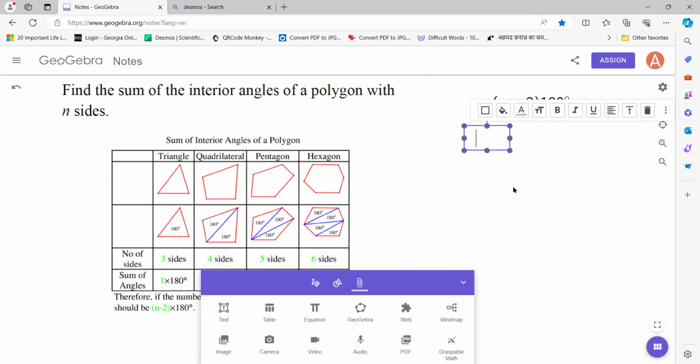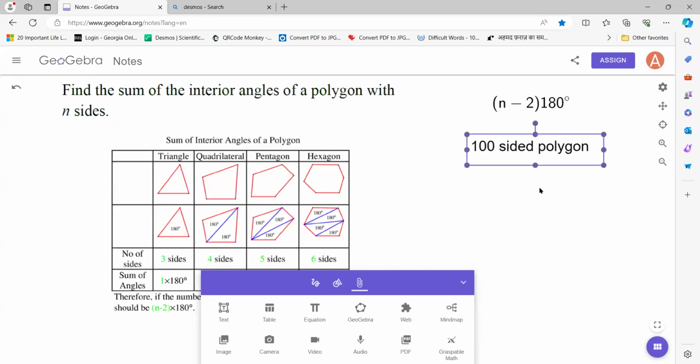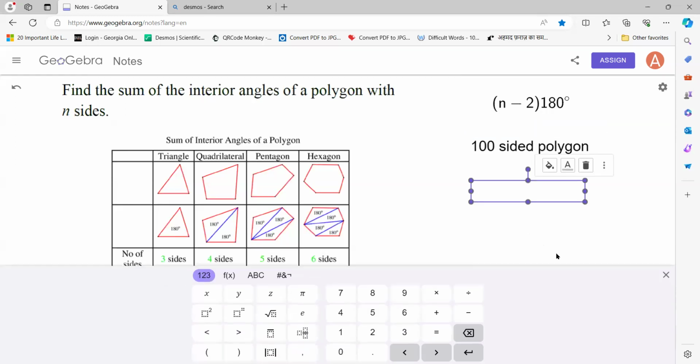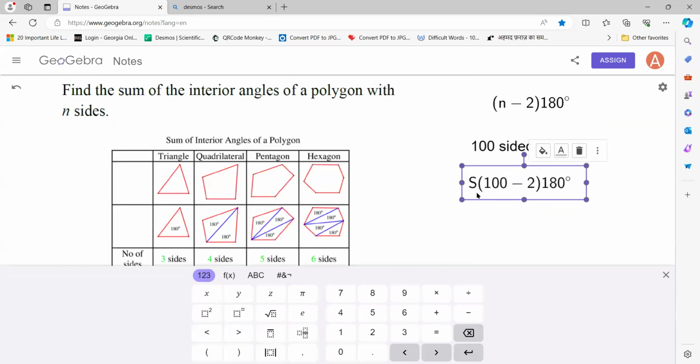Let's make it a 100-sided polygon. What will be the sum of those 100 angles? Well, we're going to say that's going to be 100 minus 2 times 180 degrees. Okay? And I'm going to write sum. It's not just one angle, it's the sum.